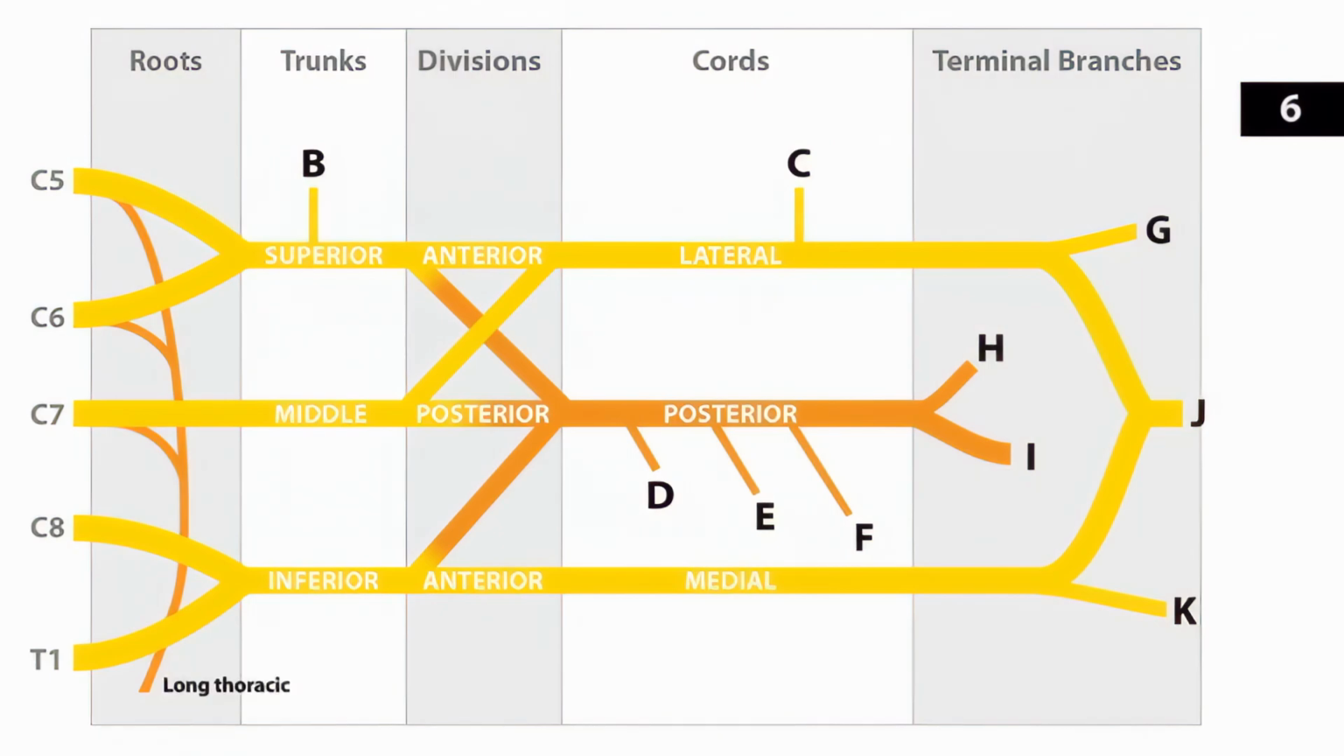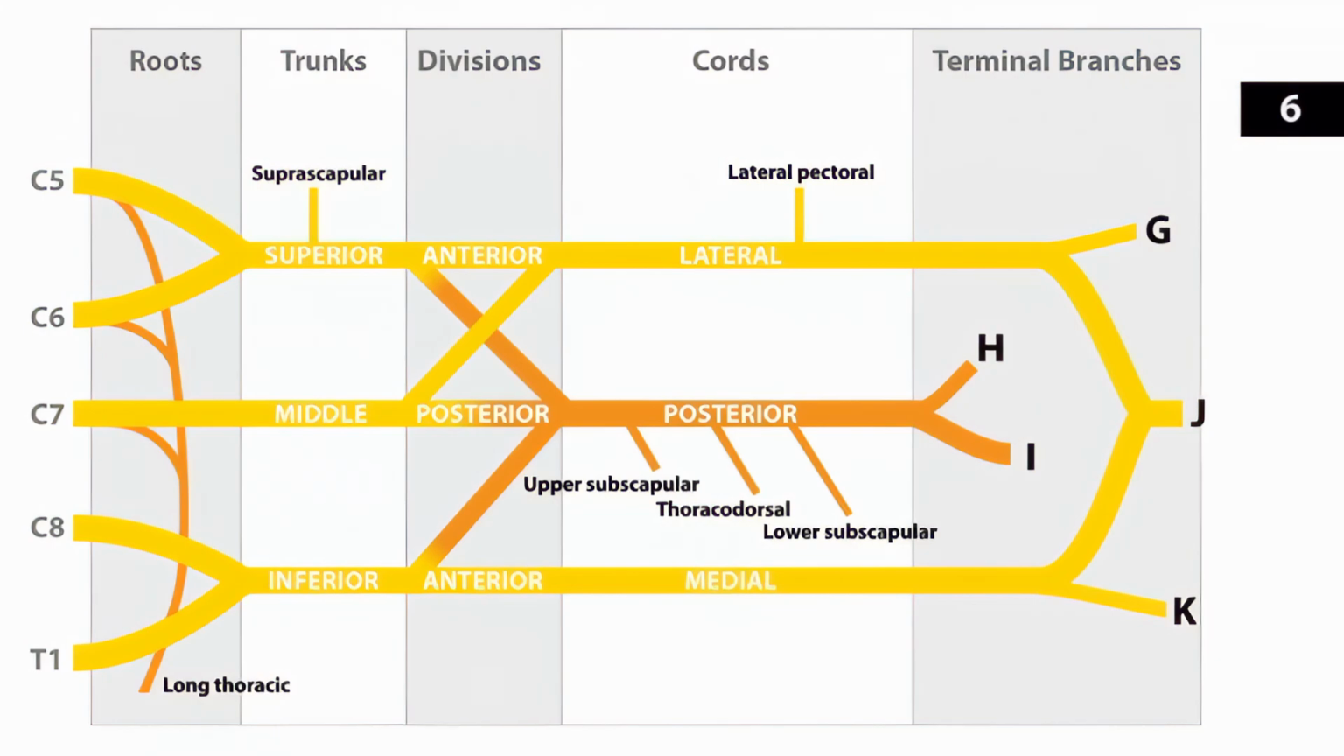All right, first question. We're going to do another big labeling here. This is a big part of this lecture. So let's go through this again. Letter A, that's going to be the long thoracic nerve. Letter B is the suprascapular nerve. Letter C, coming off of the lateral cord, is the lateral pectoral nerve. Letter D is the upper subscapular nerve. Letter E is your thoracodorsal nerve. Letter F is the lower subscapular nerve.